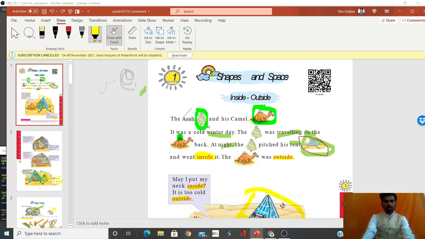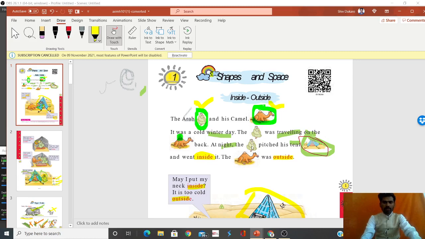Right. Now I am going to read this story. The Arab and his camel. This is a picture of the Arab and this is a picture of the camel. It was a cold winter day. The Arab was traveling on the camel's back. This is the camel's back.